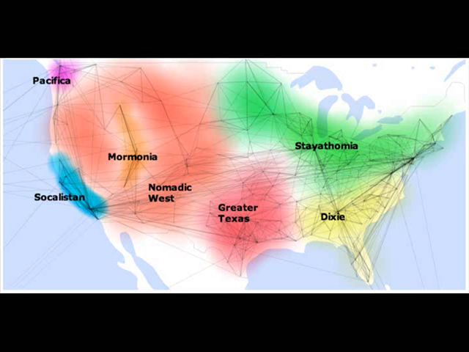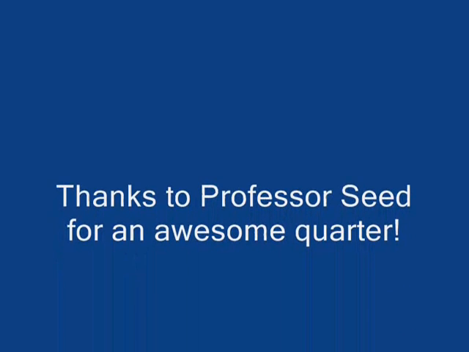As you can see, there's Socalistan and Pacifica. They kind of follow the megaregions we saw earlier. Greater Texas, Dixie. Stay-at-Homia has a lot of overlap. And, yeah. Okay, I hope you all enjoyed these maps and this video.